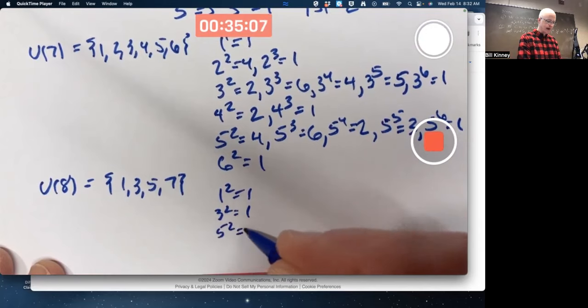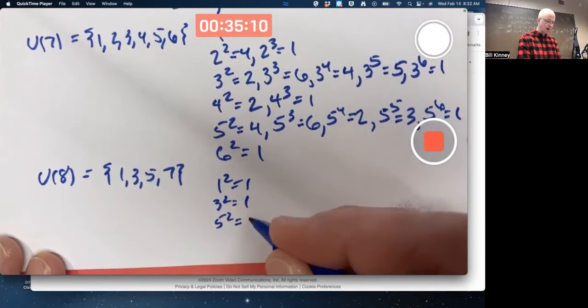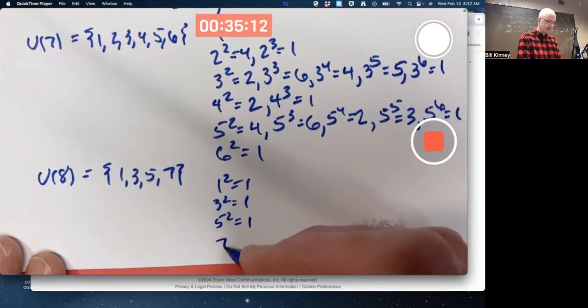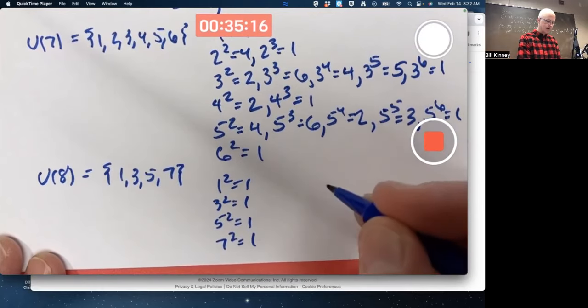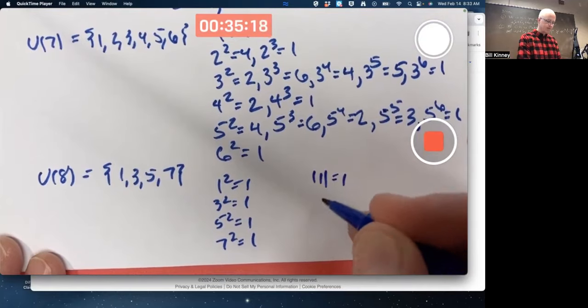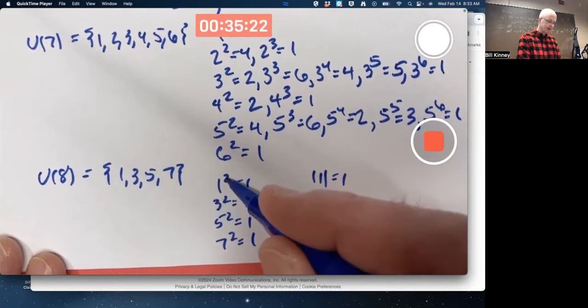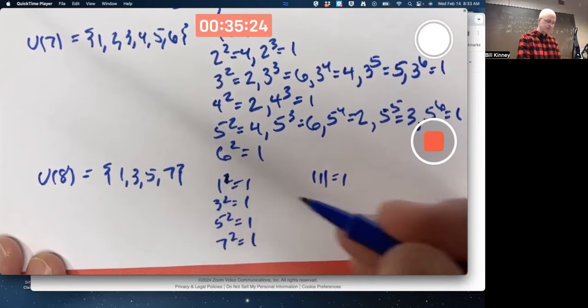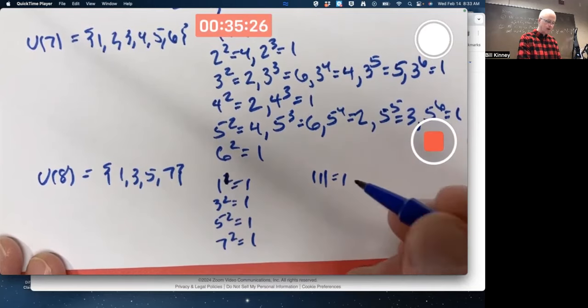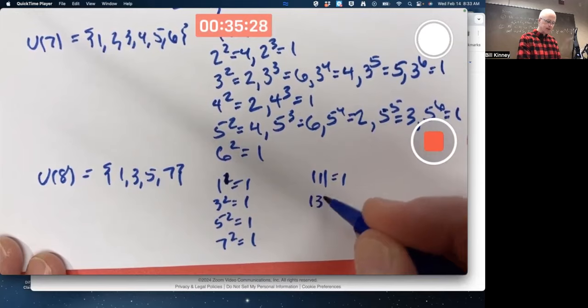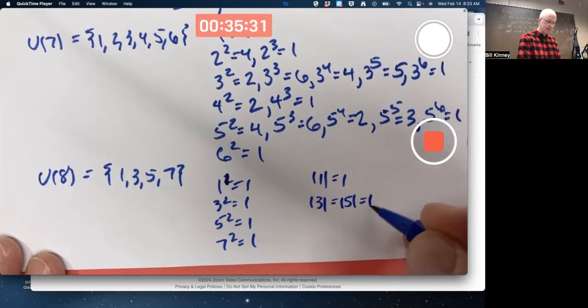5 squared is 25, 25 mod 8 is 1. 7 squared is 49, 49 mod 8 is 1. The order of 1 is 1, because 1 to the first power is itself. I should have put a 1 here. The order of the other elements, 3, 5, and 7, are all the same. They're all 2.